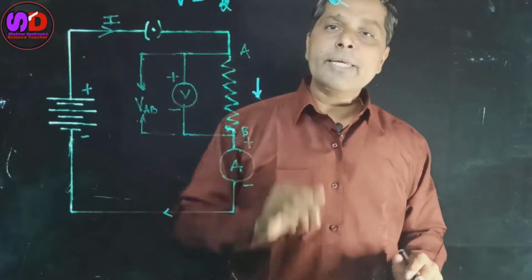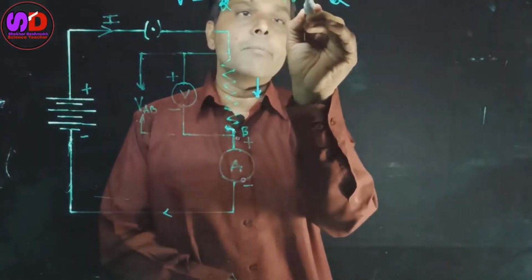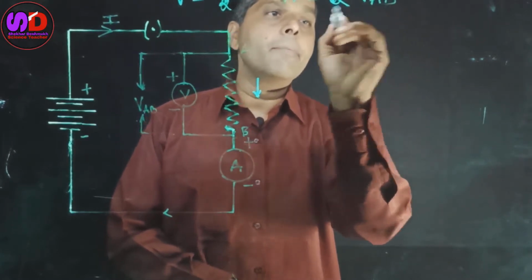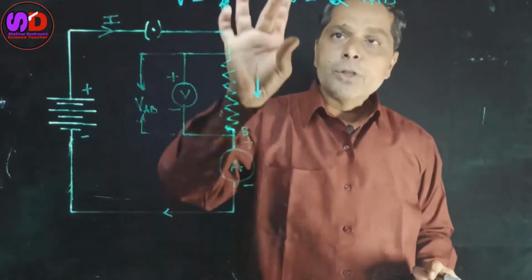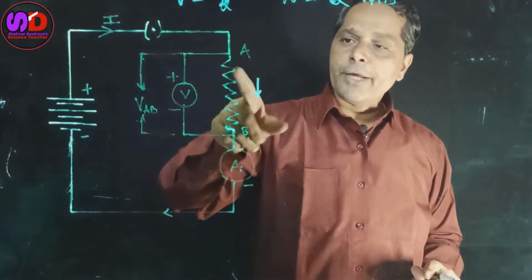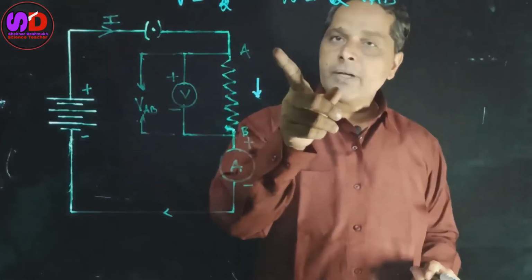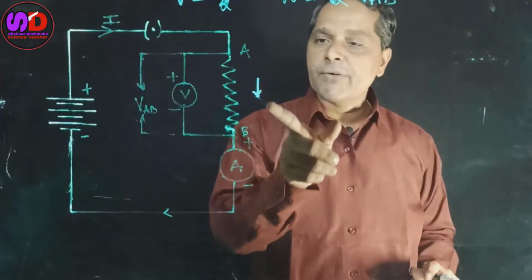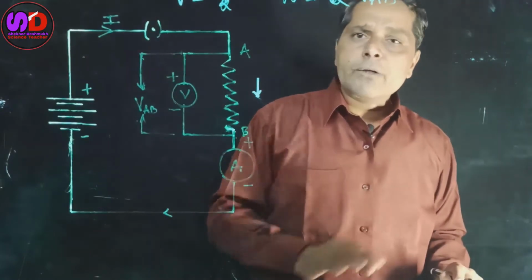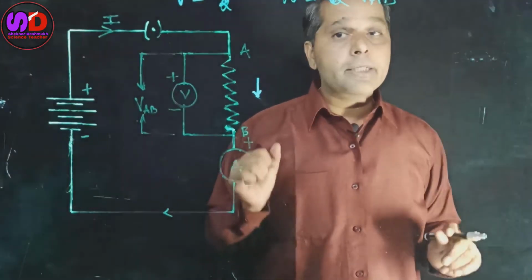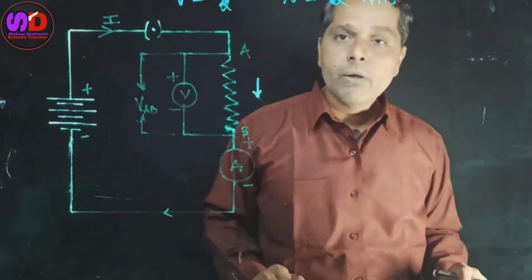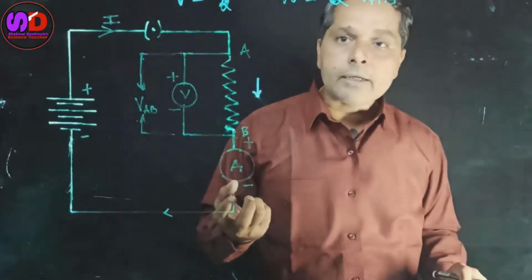So how much work is done here? Work done must be equal to Q into VAB. This much amount of work is done in this resistance whenever Q charges flow from A to B. For this work to be done, energy is required. So from where does it get the energy? What is the source of energy here?